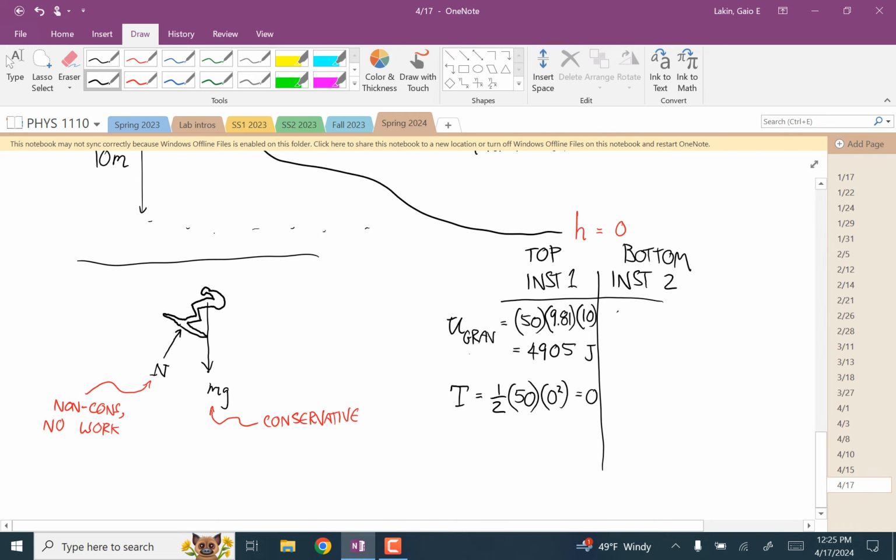Now we'll go to the bottom of the hill. The potential energy is 50 times 9.81 times 0, so 0 potential energy at the bottom of the hill. And now the kinetic energy at the bottom of the hill is 1/2 times 50 times the speed squared. We don't know the speed, so I'm just going to leave this as v squared.